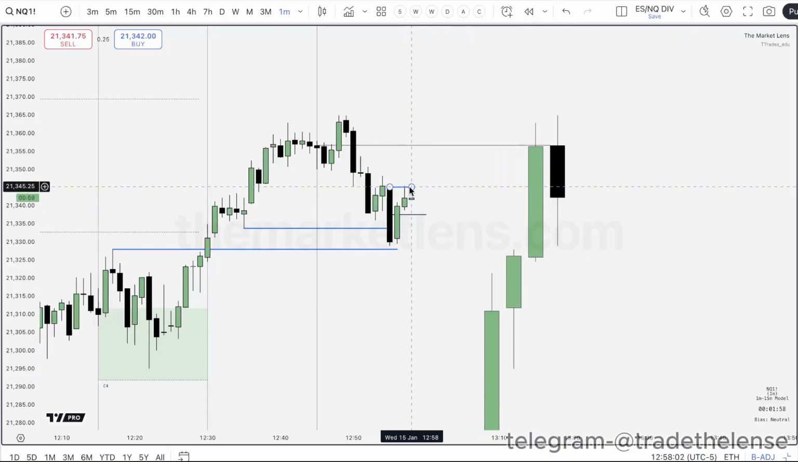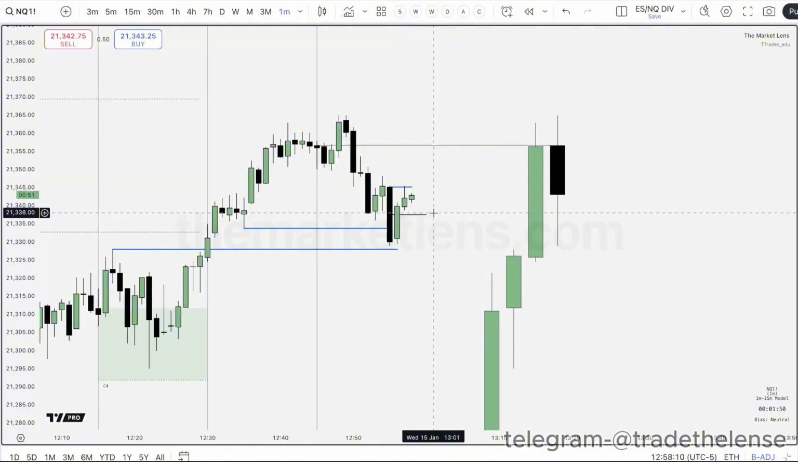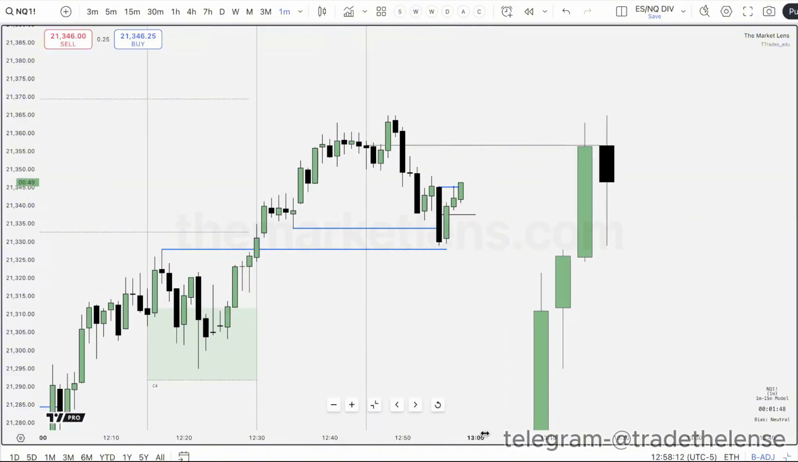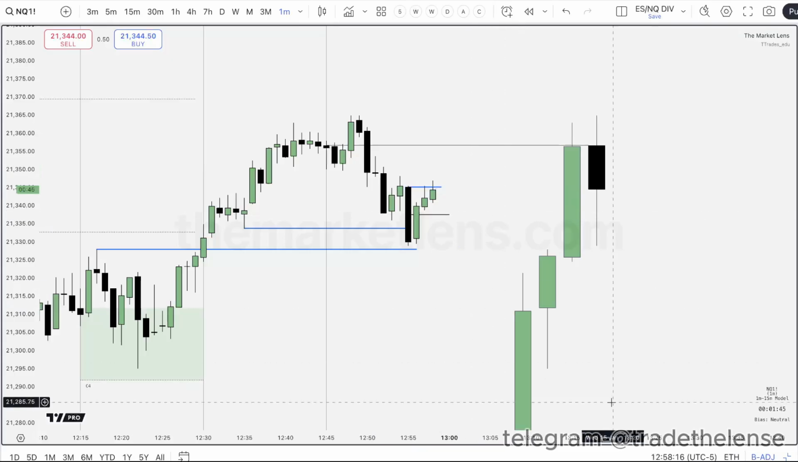Now, if we don't close above this, where do I see price going to? Make another low. But, I don't know. Here's another thing we can talk about. Maybe it will happen. We only have a few minutes left. Probably won't happen. Let's talk about it anyways.